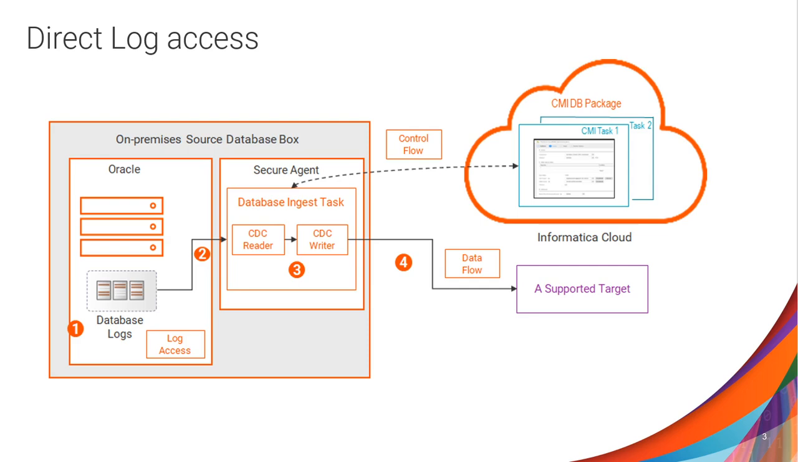So the Oracle database writes change records to database logs on disk. The database ingestion and replication CDC reader reads the physical log files and extracts change records from the log files for the source tables of CDC interest. The CDC writer reads the change records, and then applies the change records to the target. A note here: the direct log access method can be called a vanilla implementation.